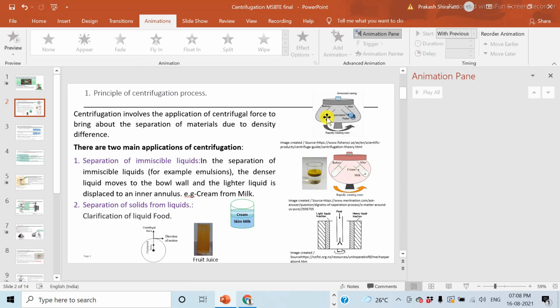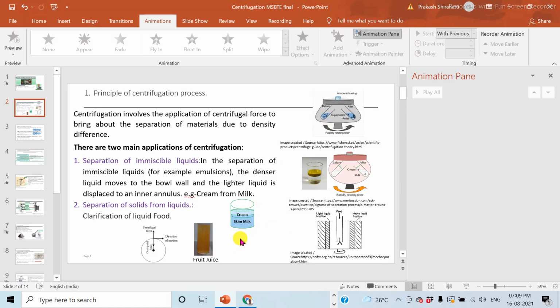When we apply the centrifugal force, that rotational force, the suspended solid particles contained in the liquid food are all collected at the bottom of the tube. Depending on their terminal settling velocity or density, the particles are separated from the liquid, and finally we can separate this sediment at the bottom of the tube.